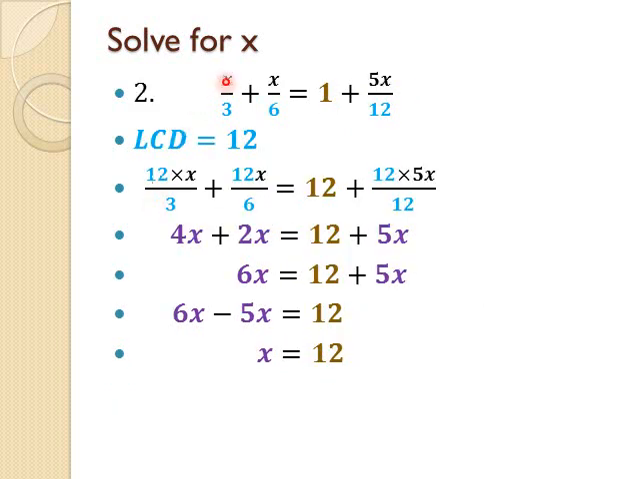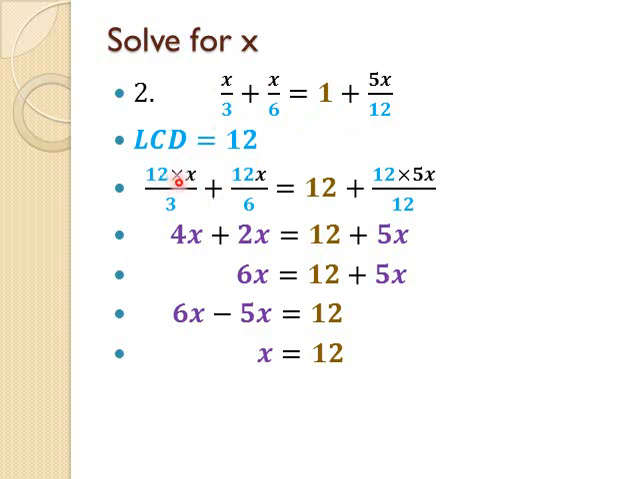Right, so here they gave us x divided by 3 plus x over 6 equal 1 plus 5x over 12. We are required to solve for x. So we look here, 3 can divide into 12. 6 can also divide into 12. So therefore my LCD is simply 12. If I wanted to, I could have said 3 times 6 times 12 and just work to the very big value. So now I'm going to multiply everything by 12.